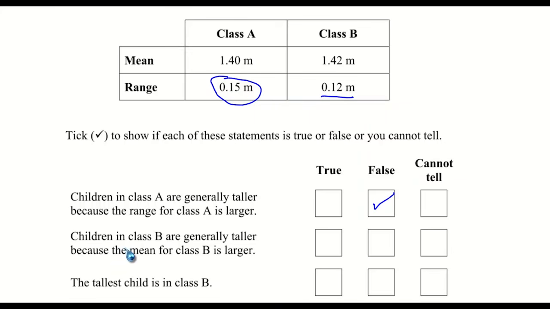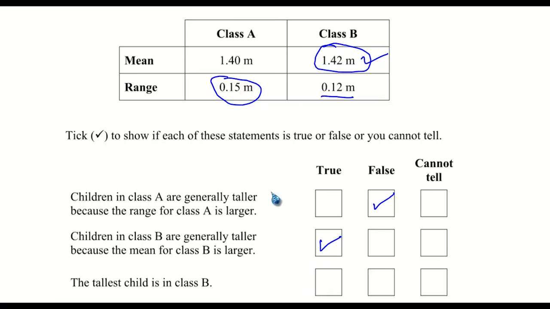Children in class B are generally taller because the mean for class B is larger. Yes, you can see that the mean in class B is larger. The mean means the collective performance of the students in class A and class B respectively. Since the mean is larger here, generally the students are taller. That is why their general height is still higher than that of A. So this is true.